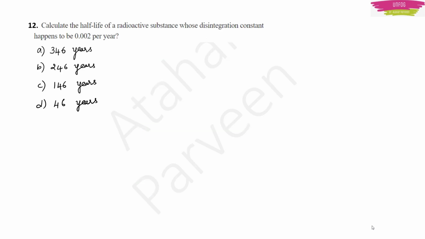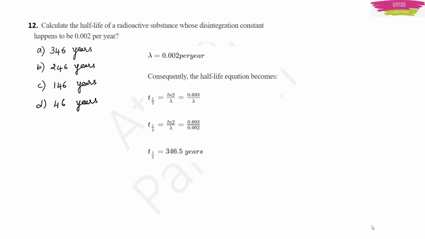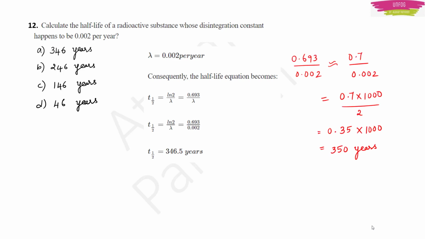See, this example I have taken. The question is, calculate the half-life of a radioactive substance whose disintegration constant happens to be 0.002 per year. Means they have given you lambda. Directly you can use our formula that T half is equal to 0.693 by lambda. Just write it down. You cannot divide these decimals, you'll get scared, so better make it approximate. 0.693, you make it 0.7. 0.002, you write as it is.